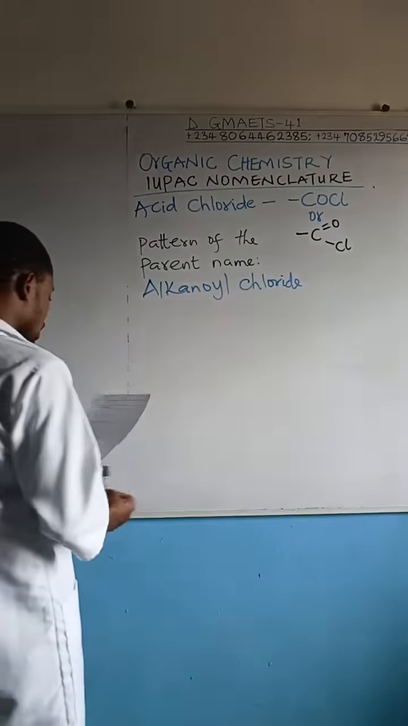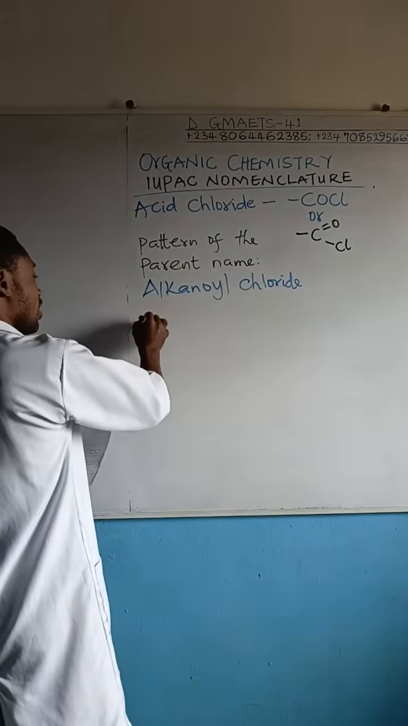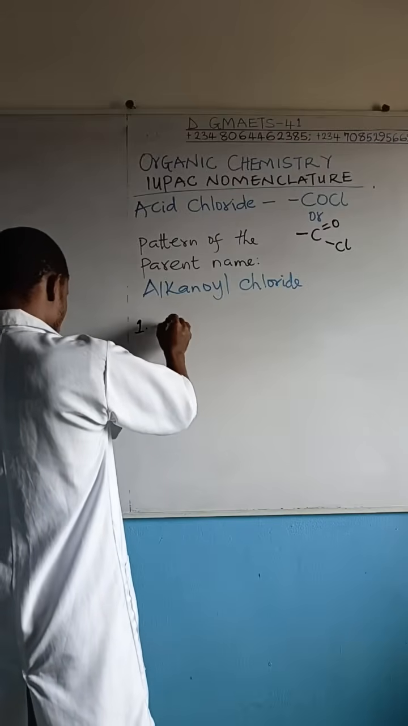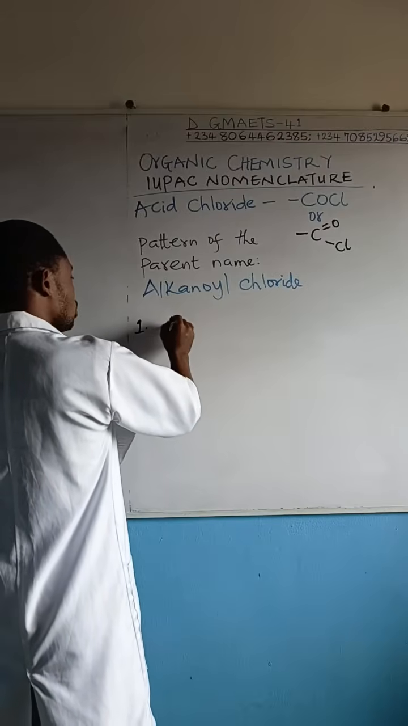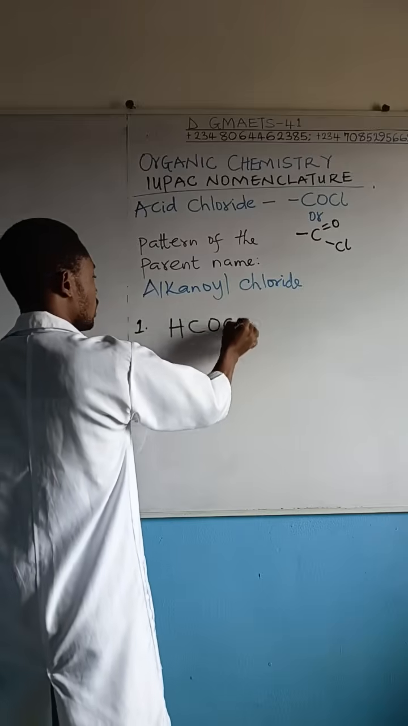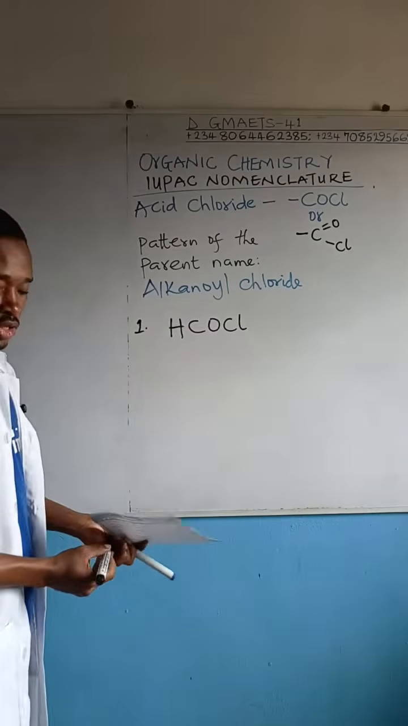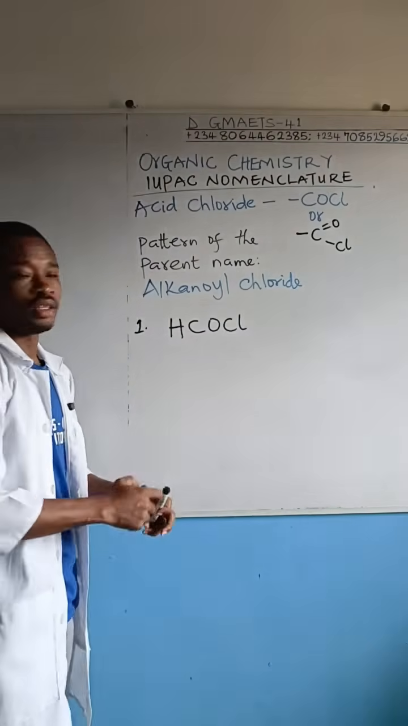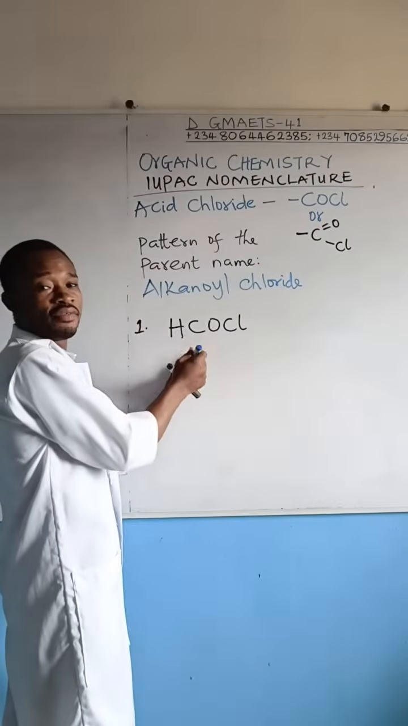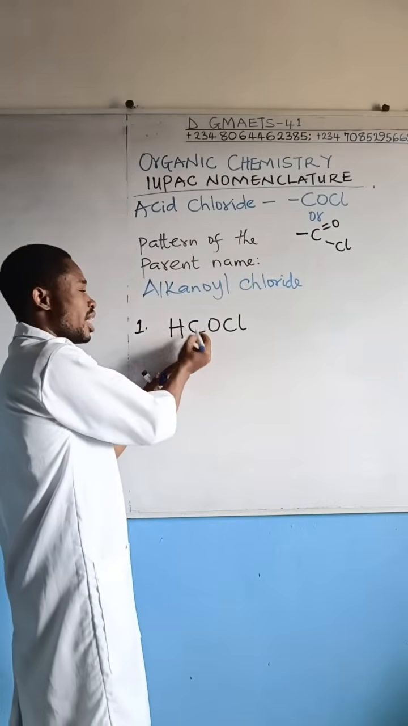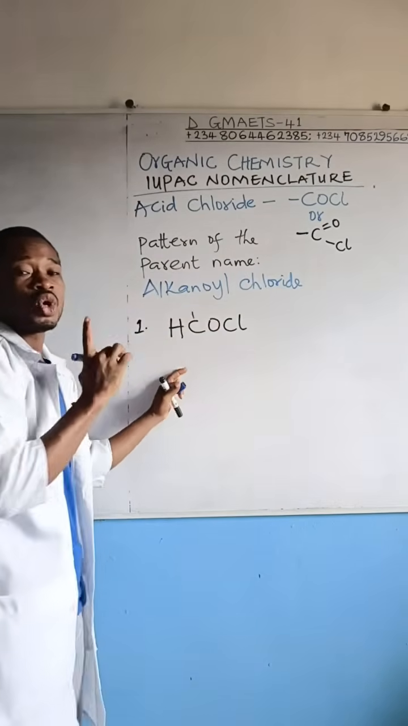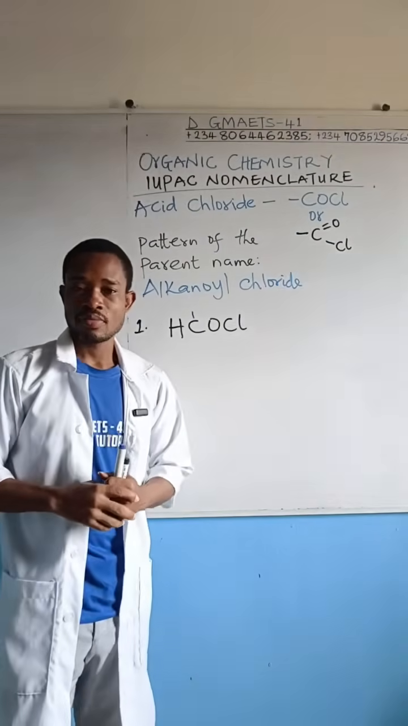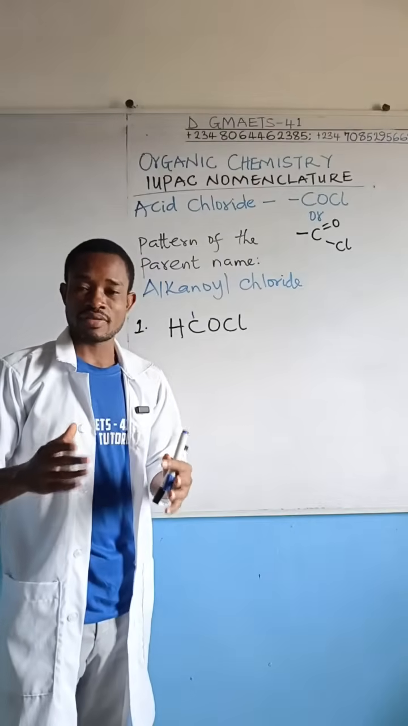Our first structure, number one. I've got this simple one for you. Let me assume that someone gives you HCOCl. How do you give the name of this? So quickly, count the carbon atoms you have there. This is the only carbon atom you have. One carbon atom. Now, what is the prefix of one carbon atom? The prefix of one carbon atom is meth.